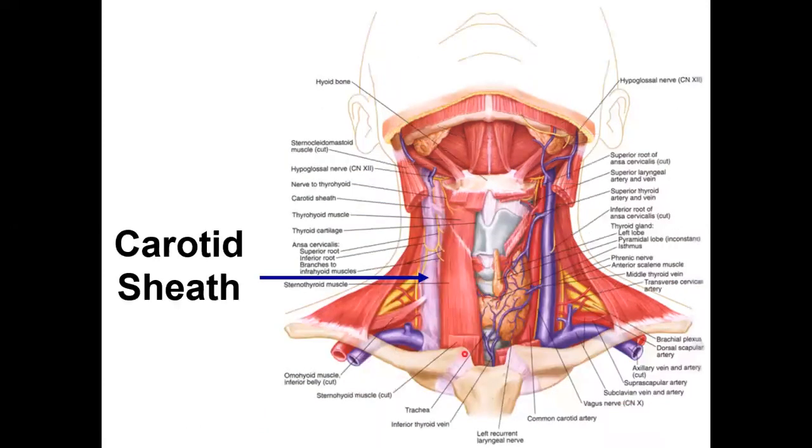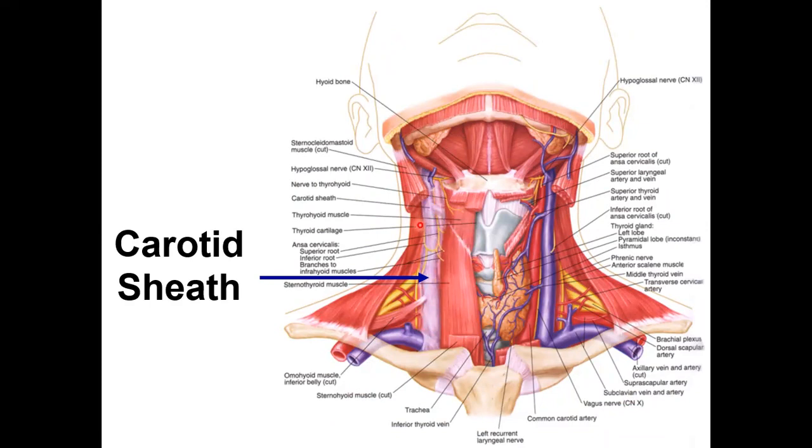And then cutting some of those muscles away, you can also see your thyrohyoid muscle, so attached to the hyoid bone and the thyroid cartilage. And then again, here's your carotid sheath. We've cut away the sternocleidomastoid muscle.